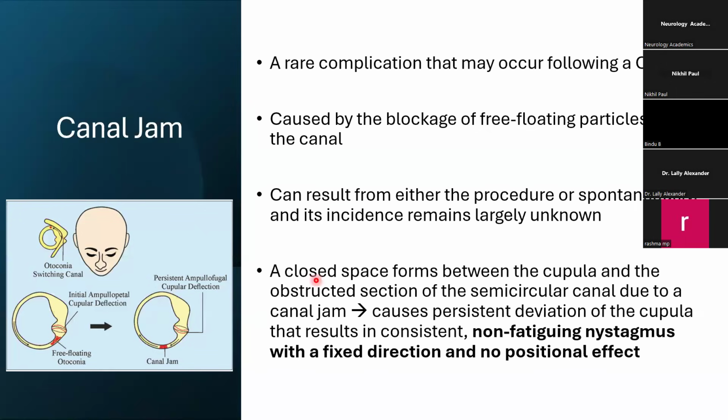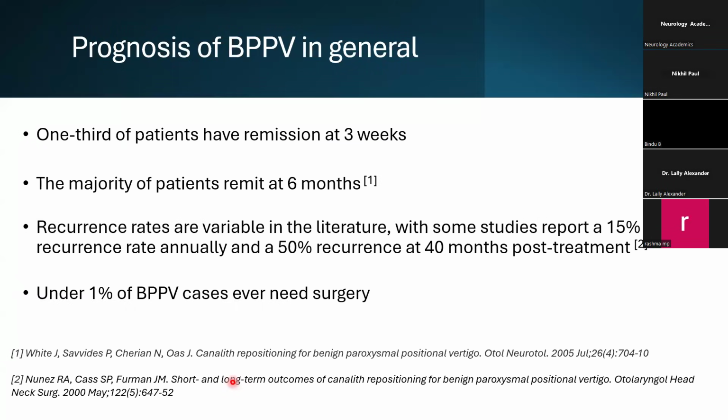Another complication that can occur as a result of canal repositioning techniques is canal jam, where the otoconial debris can get jammed in one of the canals. Once the canal gets jammed, there is a persistent deviation of the cupula, and then we can get a non-fatigable persistent nystagmus. Usually we say peripheral nystagmus is fatigable, but if it persists and is not fatigable, we can think of something like a canal jam. And overall, the prognosis of BPPV is great. About one third of patients have remission if they are treated properly, and less than 1% ever need surgery.